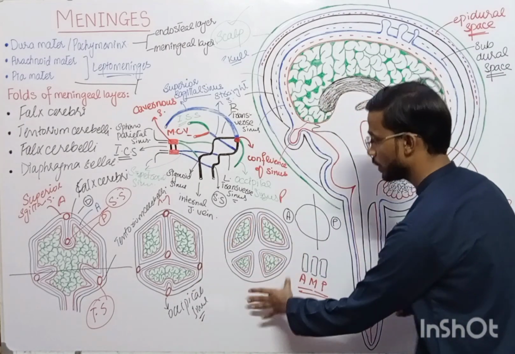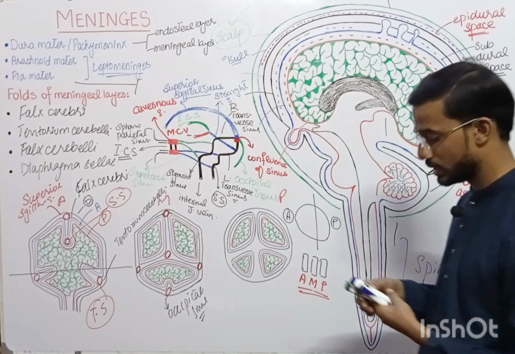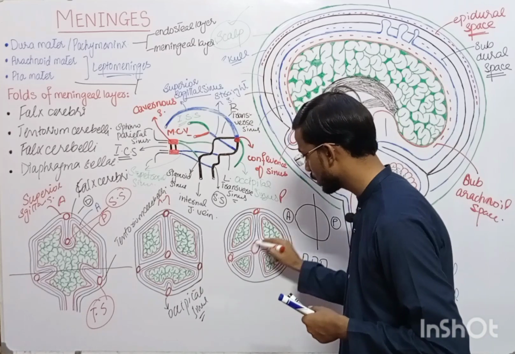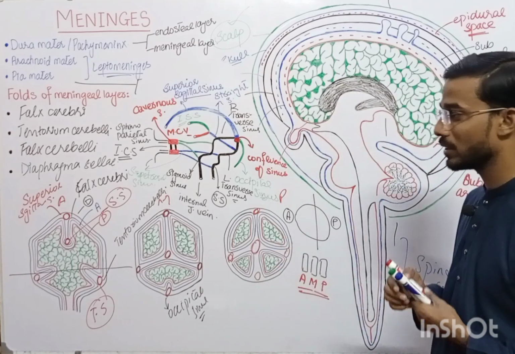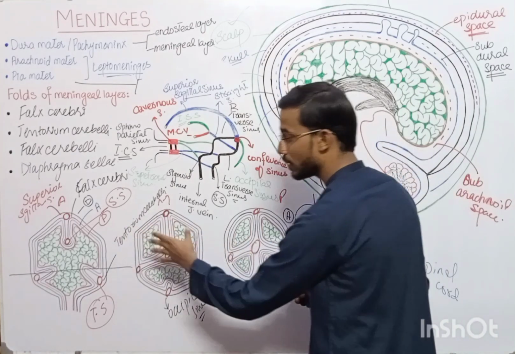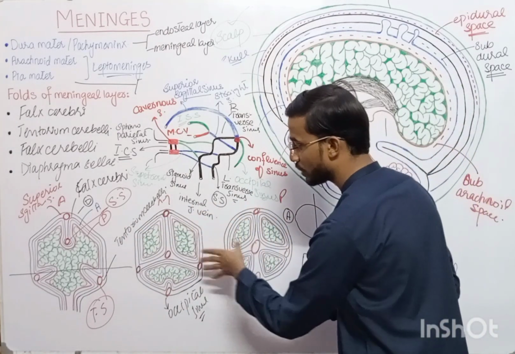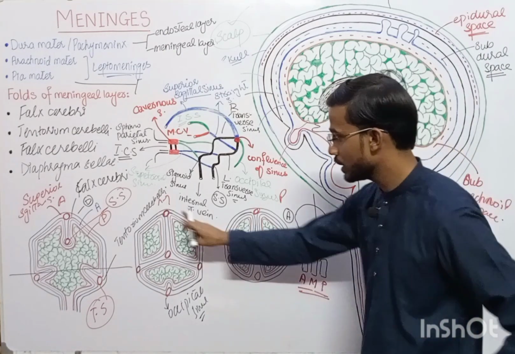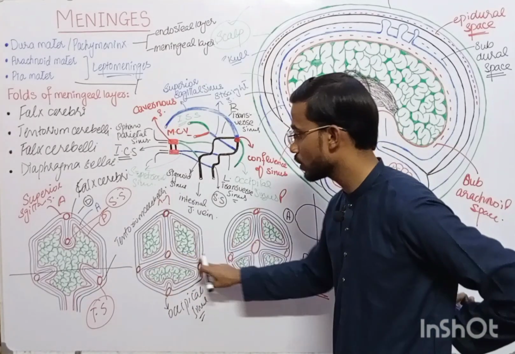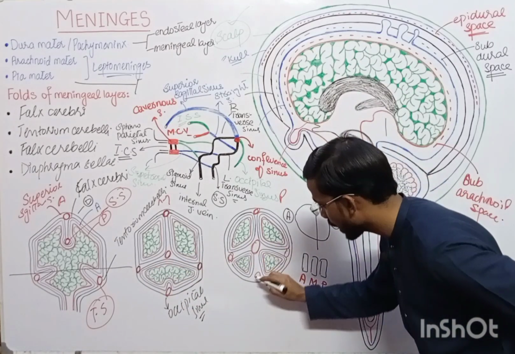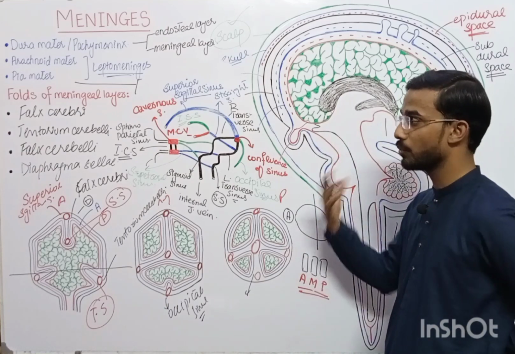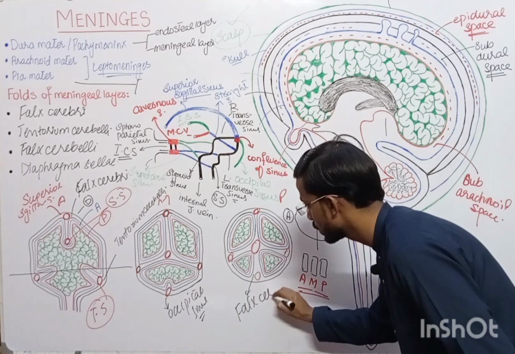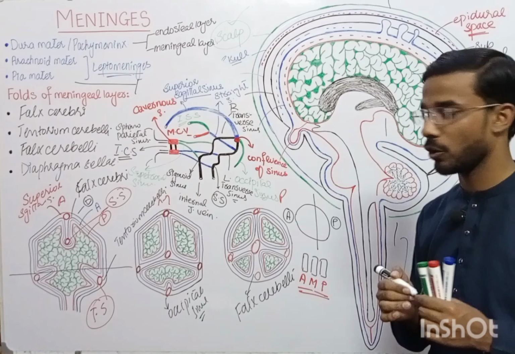So next we will move to the posterior section. This is basically the same here, but you will see that every section is different from each other. So here you can see this is the falx cerebri, this is the tentorium cerebelli, and this fold of the meninges is actually called the falx cerebelli, from the cerebrum.